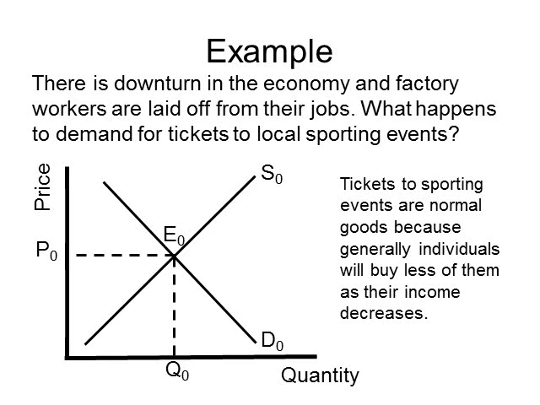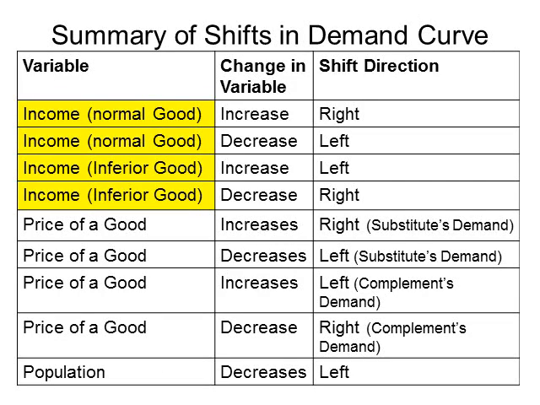Tickets to the sporting events are normal goods because generally individuals will buy less of them as their income decreases. Next, we need to look at our table to help us decide what happens to the demand curve. Since the factory workers are laid off, the incomes of the workers will decline, so we need to look at the income entries of the table. Since tickets to sporting events are normal goods, the last two entries are not relevant because they deal with inferior goods.